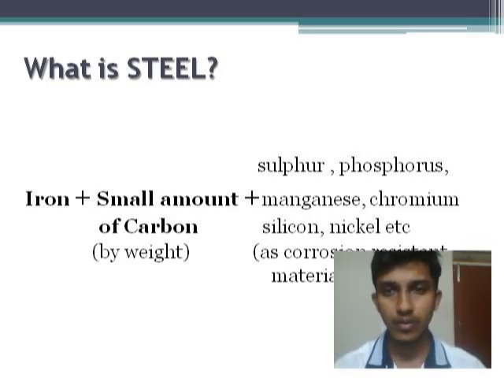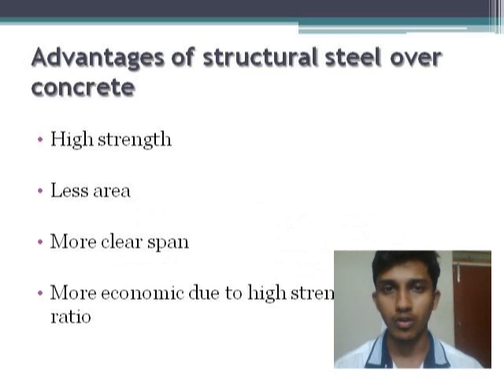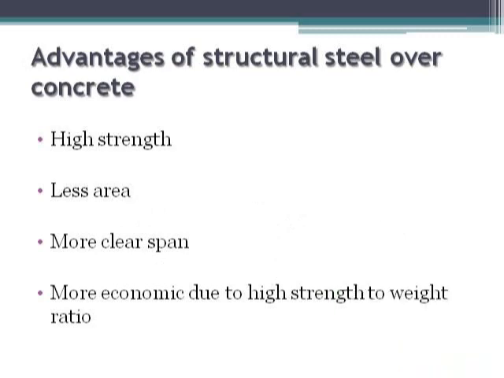Then we'll see the advantages of structural steel over normal RCC concrete. As we all know, steel has very high strength. Again, we are adding carbon in it, so it will provide more strength to it. It will give you high strength within a much lesser area, so the dimension of the section can be reduced.